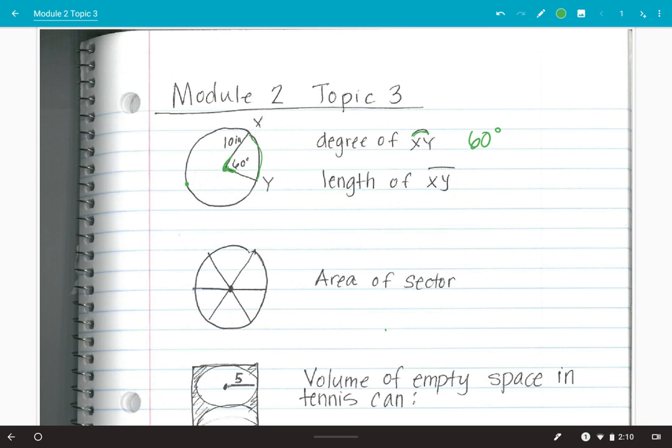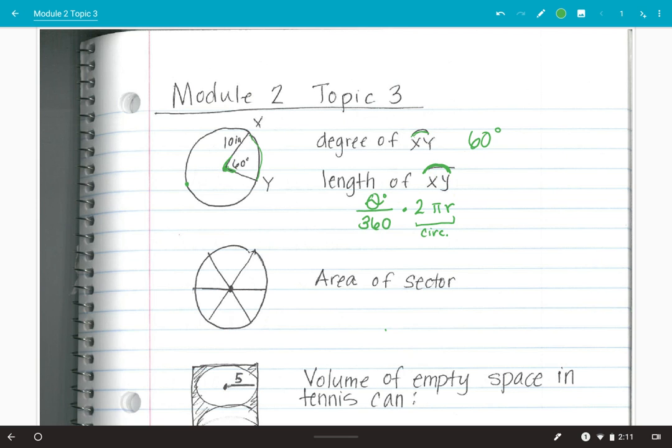Now, the length of arc XY. So this is the formula. We're going to put the degree, so theta, you can put x, whatever. This is a degree, so I like putting a little circle so I know it's a degree, over 360, a whole circle, because we want only part of the circle, times 2 pi r. 2 pi r is the circumference, and that's the length of the whole circle all the way around.